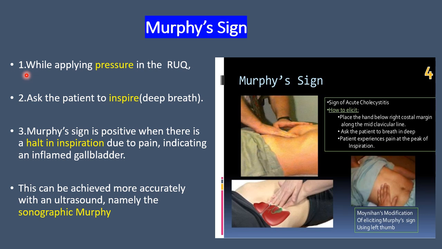While applying pressure in the right upper quadrant, as shown here, ask the patient to inspire, to take a deep breath. Murphy sign is positive when there is a halt in inspiration due to pain, indicating an inflamed gallbladder. This can be achieved more accurately with an ultrasound, and that is known as a sonographic Murphy sign.